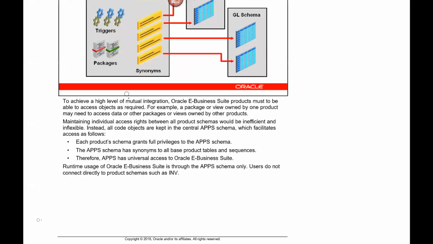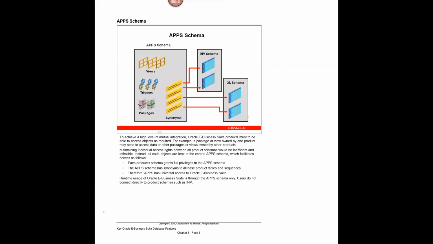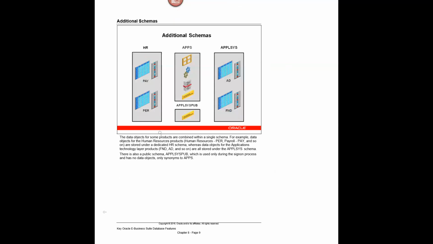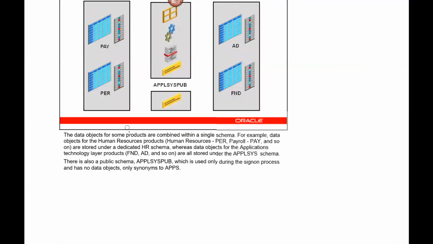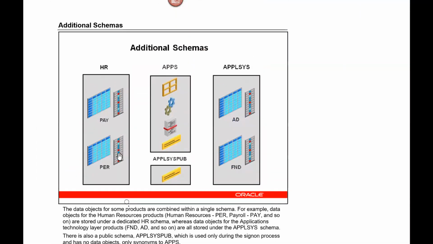If you see the bottom right, each product grants full privileges to the apps schema. The apps schema has synonyms to the base Oracle tables. Therefore, apps is a universal access. There are 200 products, so why should I go to each of these products? That's why it's called universal. You can connect to apps and access any of these tables. There are some additional schemas also which we need to know.